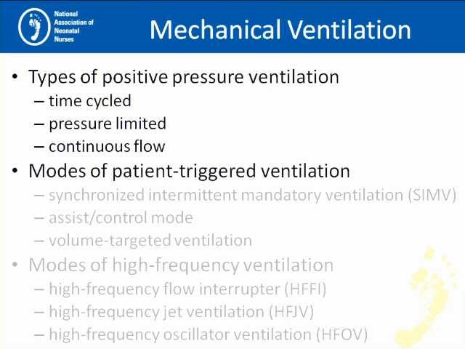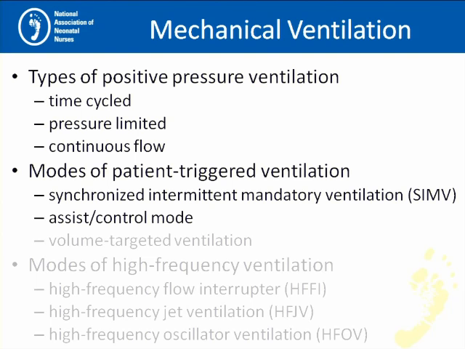Modes of patient-triggered ventilation. Two ventilator modes used in the NICU include intermittent mandatory ventilation and patient-triggered ventilation. The following are three types of the most common patient-triggered ventilation modes. Synchronized intermittent mandatory ventilation, also known as SIMV, is a preset number of breaths synchronized with the onset of spontaneous breaths. The ventilator supports the infant's spontaneous breath with a preset PIP and inspiratory time.